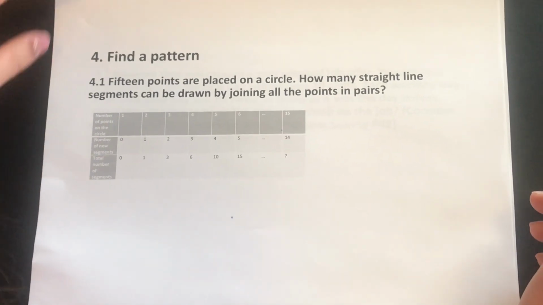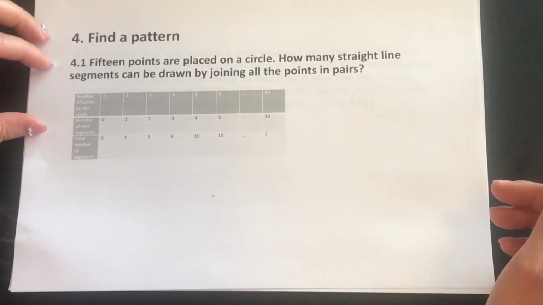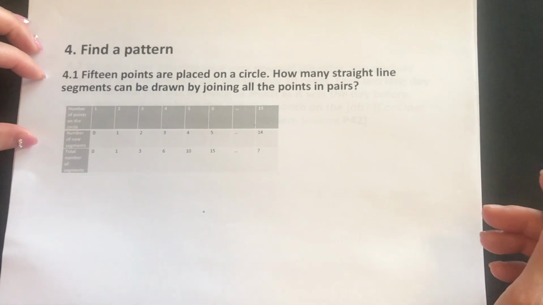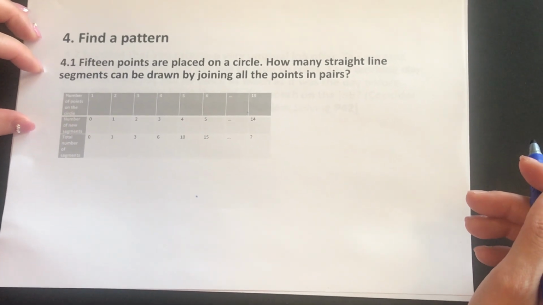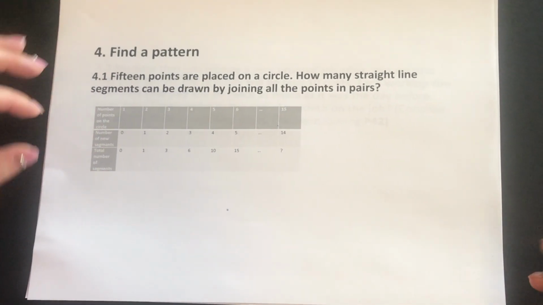Part 4, find a pattern. First question, 15 points are placed on a circle. How many straight line segments can be drawn by joining all the points in pairs?